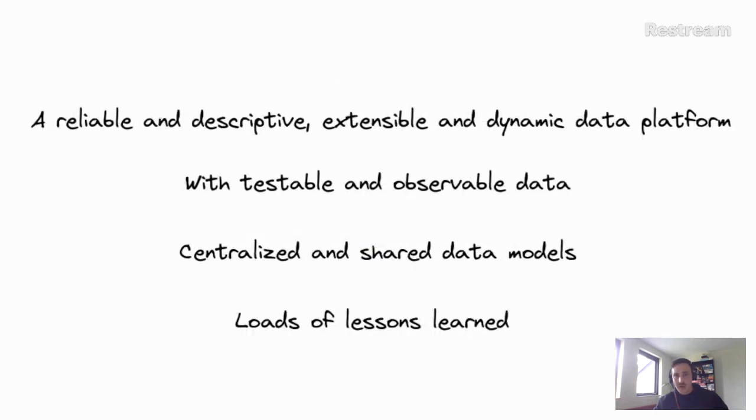So we now have a reliable and descriptive, but also an extensible and dynamic data platform that has testable and observable data, that is centralized, with shared data models. And most of all, over those 2.5 years, we have loads of lessons learned about how to go about this DataOps paradigm. And we did it all together as a team, a multidisciplinary team, where we really helped each other to achieve the best solution, but also achieve the best from ourselves.